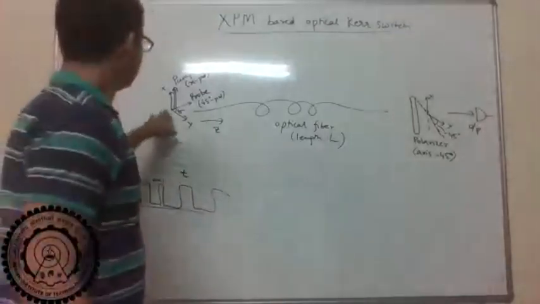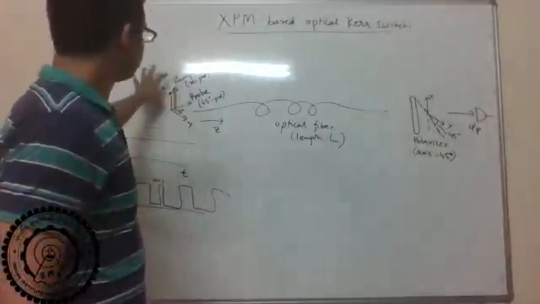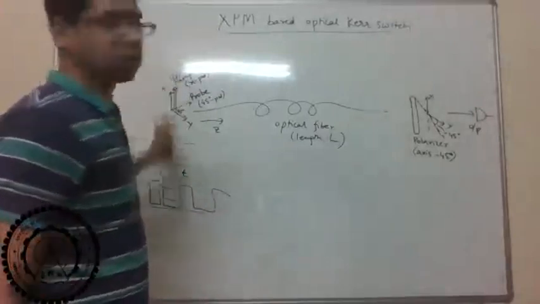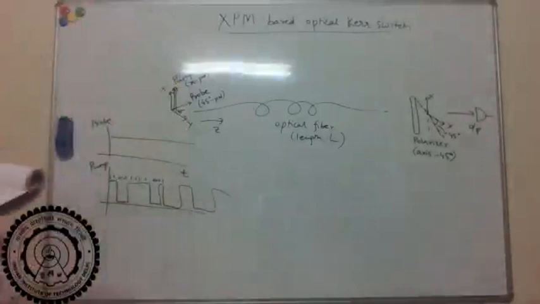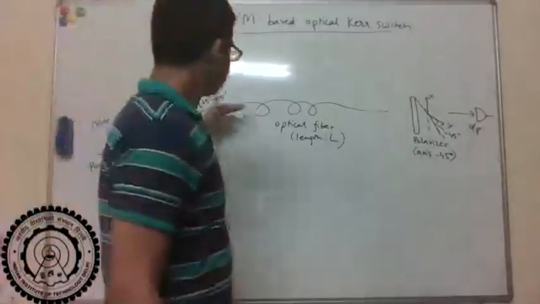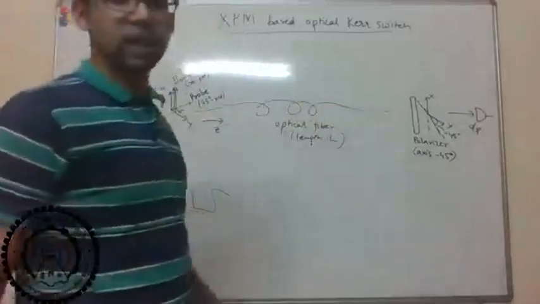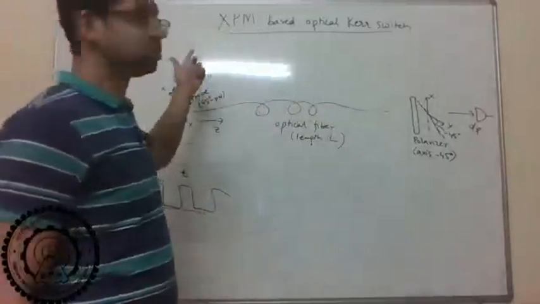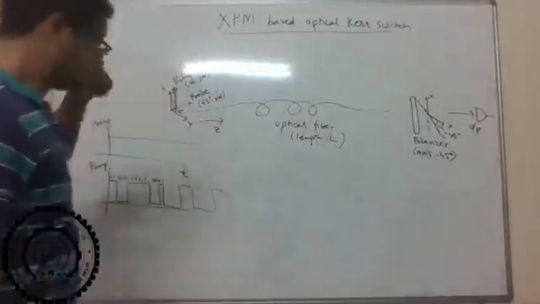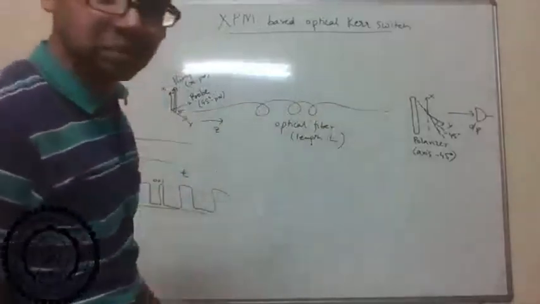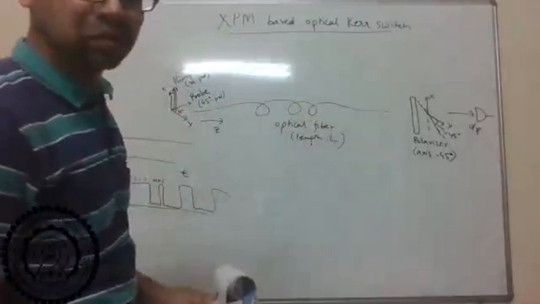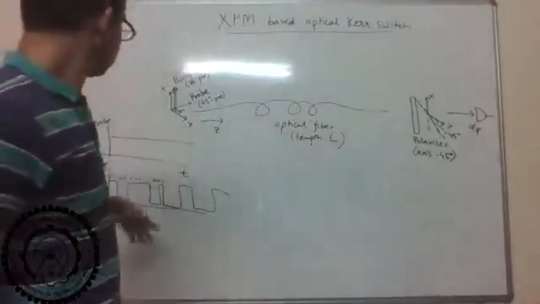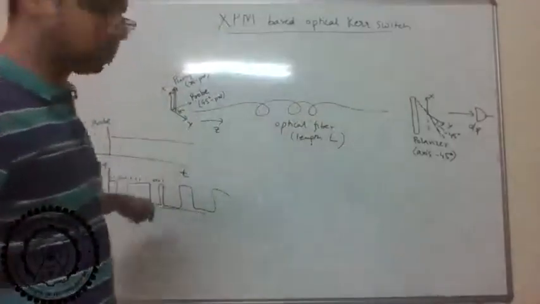We set it up such that the power in the pump is much stronger than the probe. Now as these two beams are propagating through the fiber, which has some nonlinearity, we know that when two beams propagate, they cause cross phase modulation. One beam causes a phase. Sorry, is the information carried in the pump or in the probe? The pump. We want to transfer it to the probe. Okay.